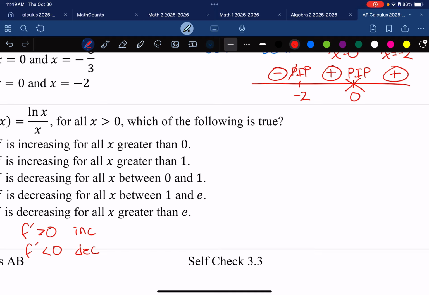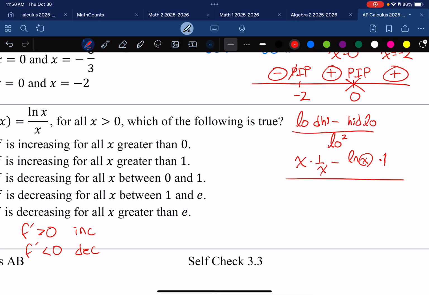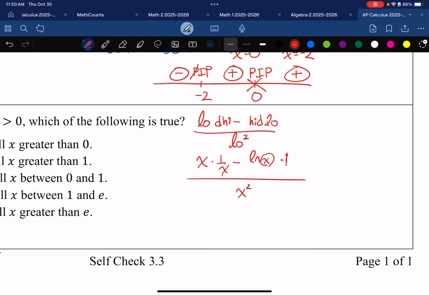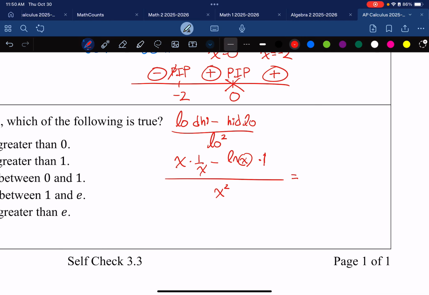That's our map of what we're doing. We're doing low d high minus high d low all over low low, or low squared. Okay, so low is x, d high, the derivative of natural log of x, is 1 over x, minus high, which is natural log of x, d low, which is just the derivative of x, which is 1. That's all going to be divided by low low, so it's all divided by x squared. I can simplify this a wee bit: x times 1 over x is just 1, so I really have 1 minus natural log of x in the numerator, and the denominator is still x squared.